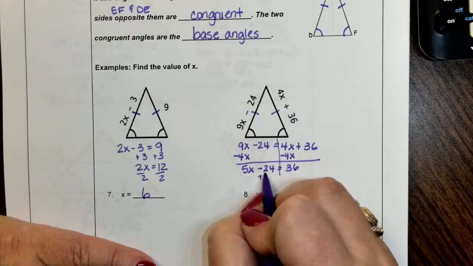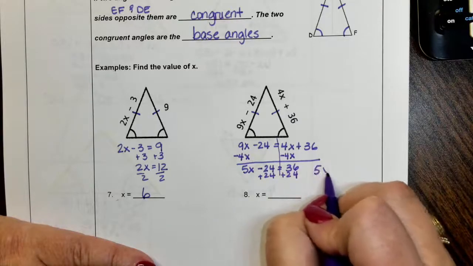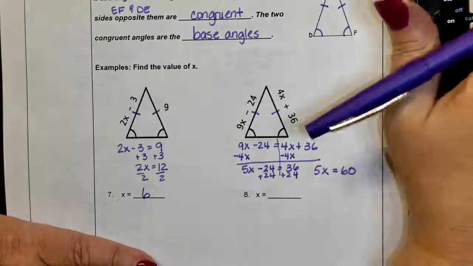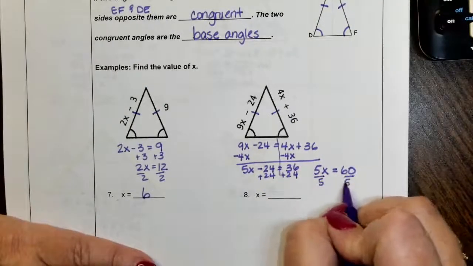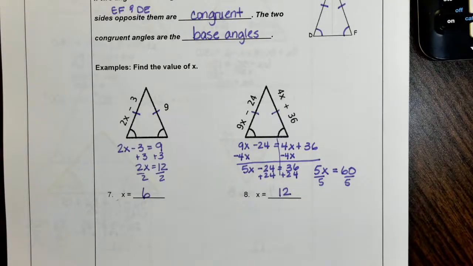I'm going to add 24 to both sides. That gives me 5x is equal to 60, which gives me, then divide by 5, which gives me x is equal to 12. From there, I could find my side lengths. I could substitute that back in and find my side lengths.